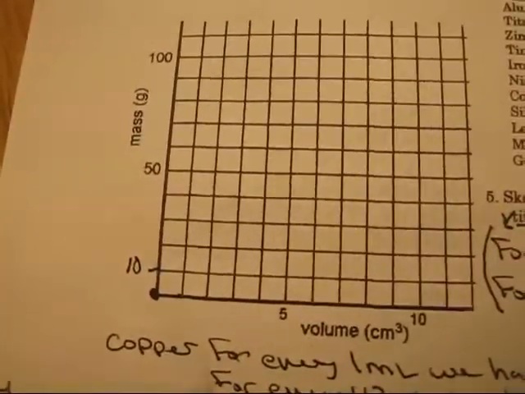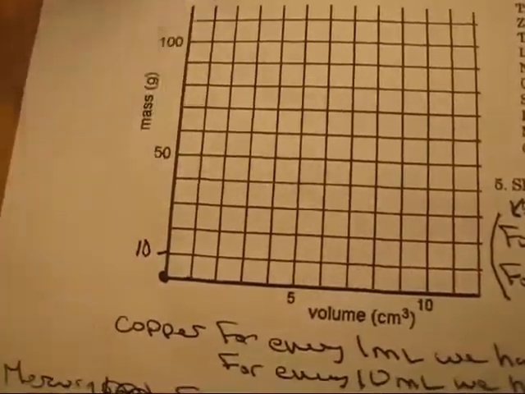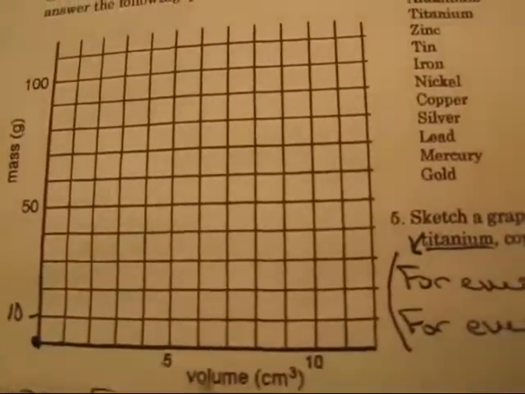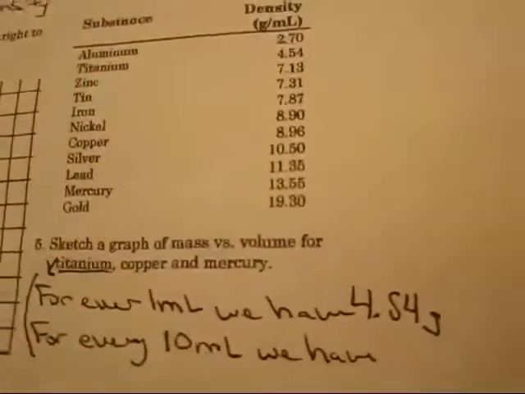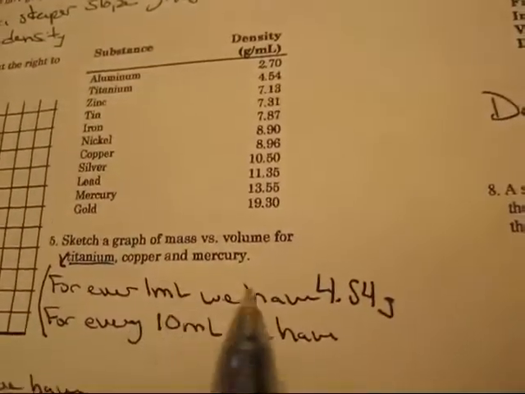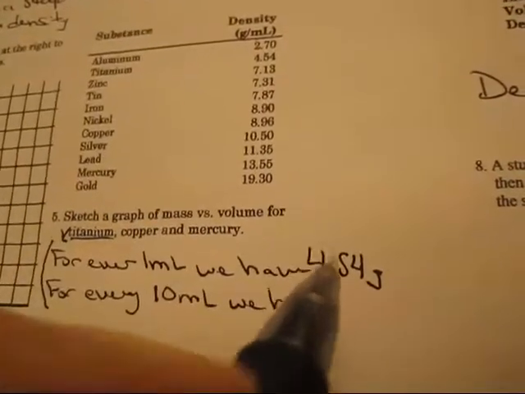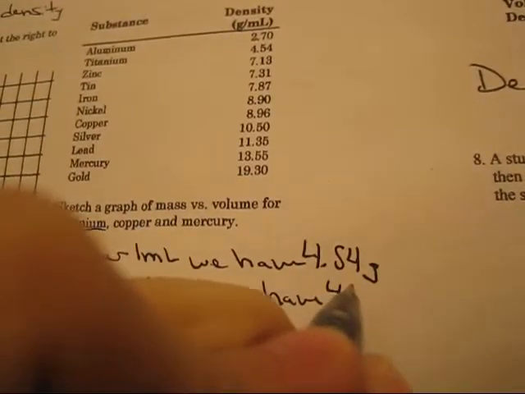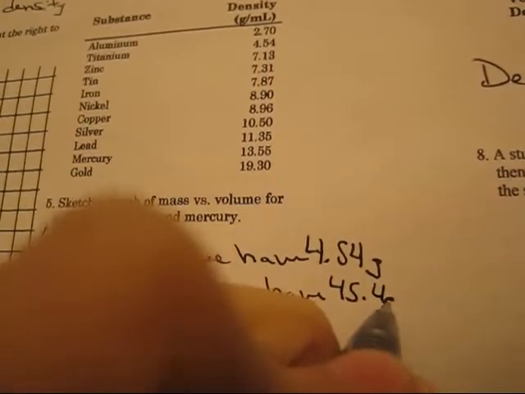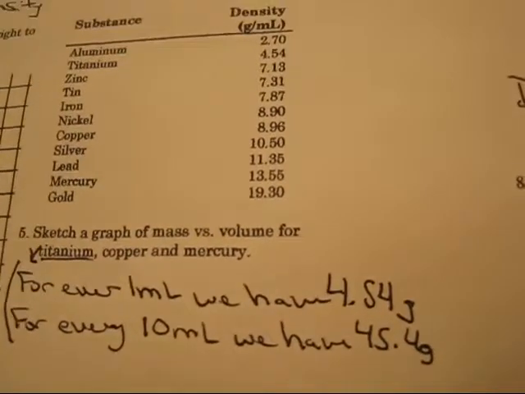Let's look at our scale. Our scale is a whole lot larger than what that is. So we could do possibly for every 5 or for every 10. So for every 1, we have 4.54. For every 10 milliliters, we have, well, this is going to be 10 times as great. We have 45.4 grams. And this we could graph.